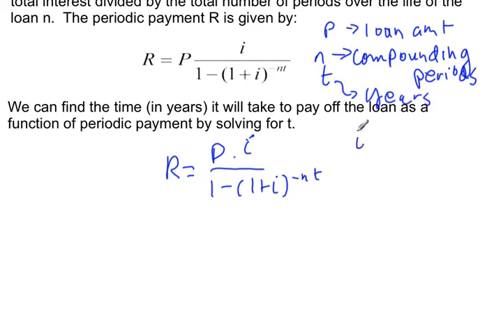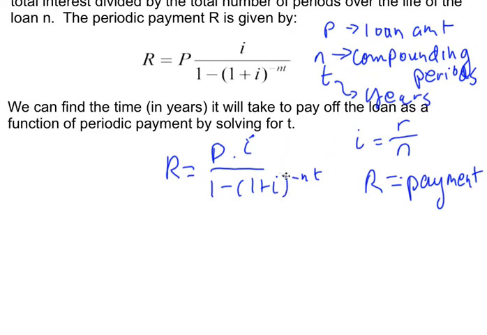I is your annual rate divided by the number of compounding periods. And R is the payment. Okay, so let's solve this for T.